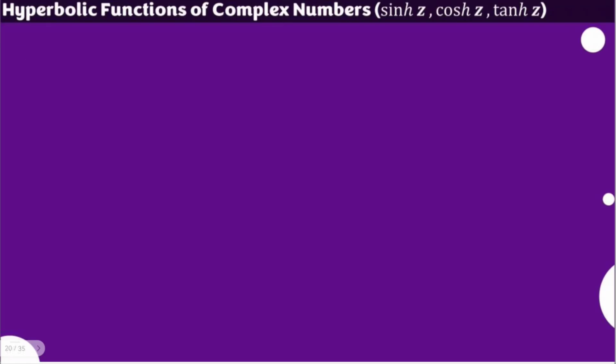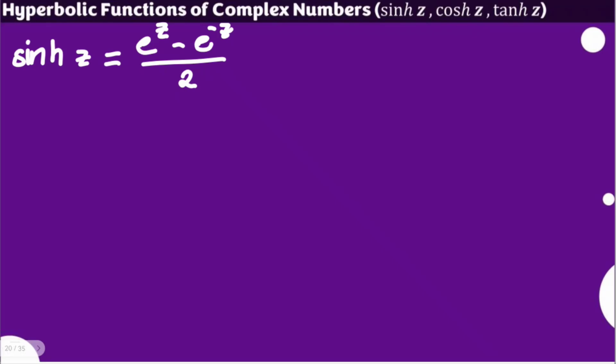Okay, the hyperbolic function of sine z. Its equivalent is of course a rational function similar to the trigonometric function, but this time it is in this form: e to the power of z minus e to the power of minus z, all over 2. This is the equivalence for the hyperbolic sine function for complex numbers.